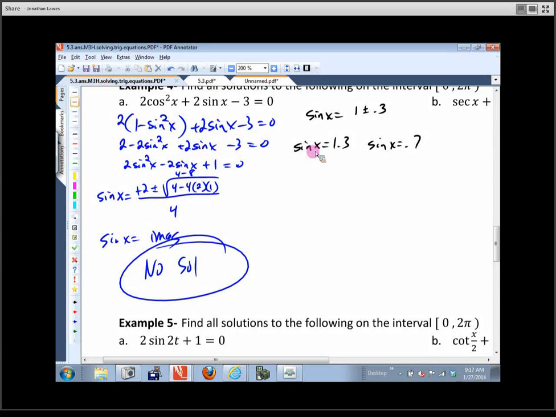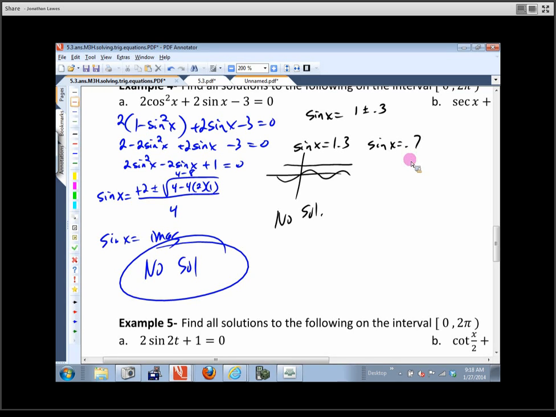We're plugging in an angle, and we're getting a sine ratio that's bigger than 1. Does that ever happen? Nope, it doesn't happen. In fact, remember what the sine curve looks like. And 1.3 would be up here, right? It would never touch. So what's the answer that comes from here? No solution, okay?